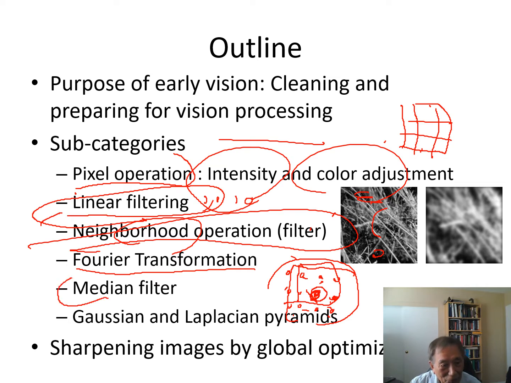And then I don't know why I put the median filter separately. It's part of the filtering, but it's more like a linear filtering, a neighborhood operation. You take the pixel values of the neighbors and get the median value, and that works remarkably, surprisingly well. So it's not bad. Then Gaussian and Laplacian, the pyramids.